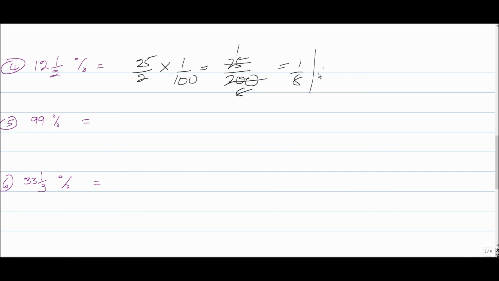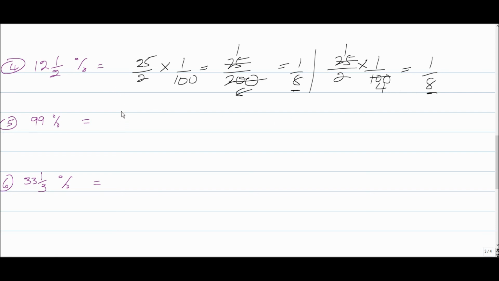We could cross cancel, and we could say 25 over 2 multiplied by 1 over 100. We could say 25 into 25 1, 25 into 100 4 times, and we could say 1 times 1 1, and 2 times 4 being 8. So it depends on where I do the reducing, but my answer in both cases, whichever approach I use, is 1/8.